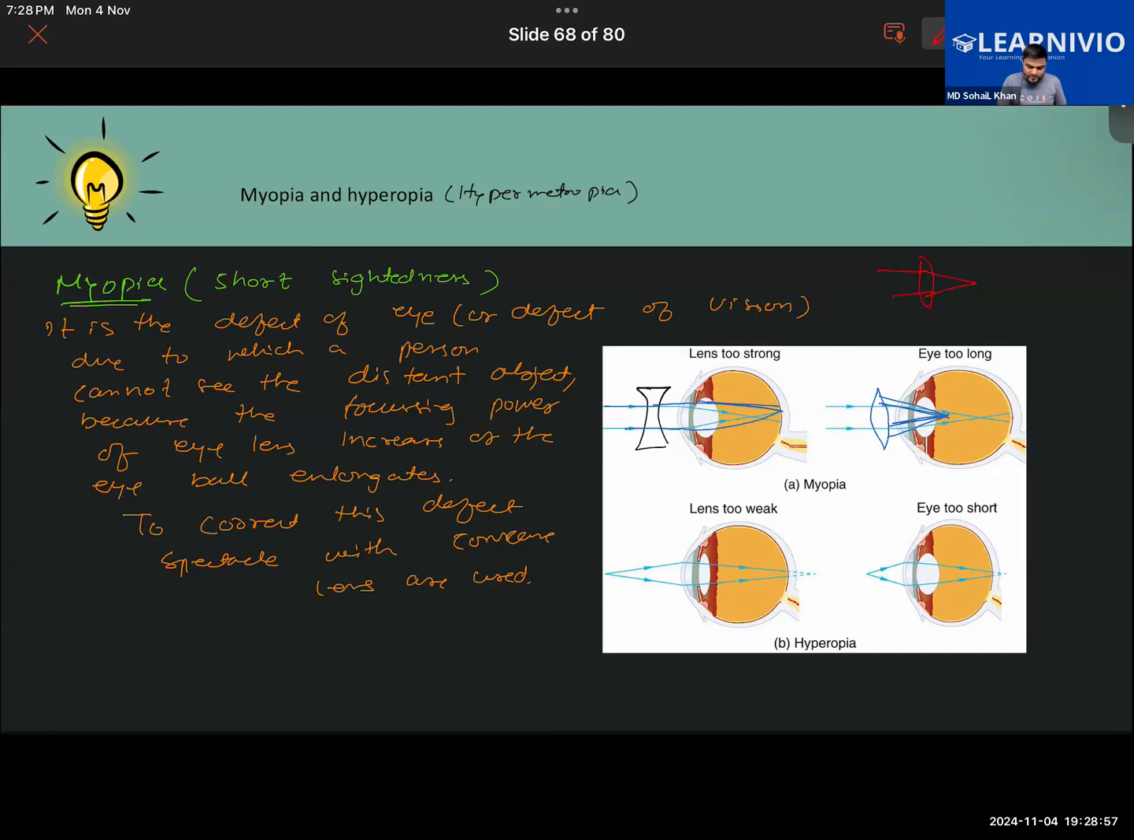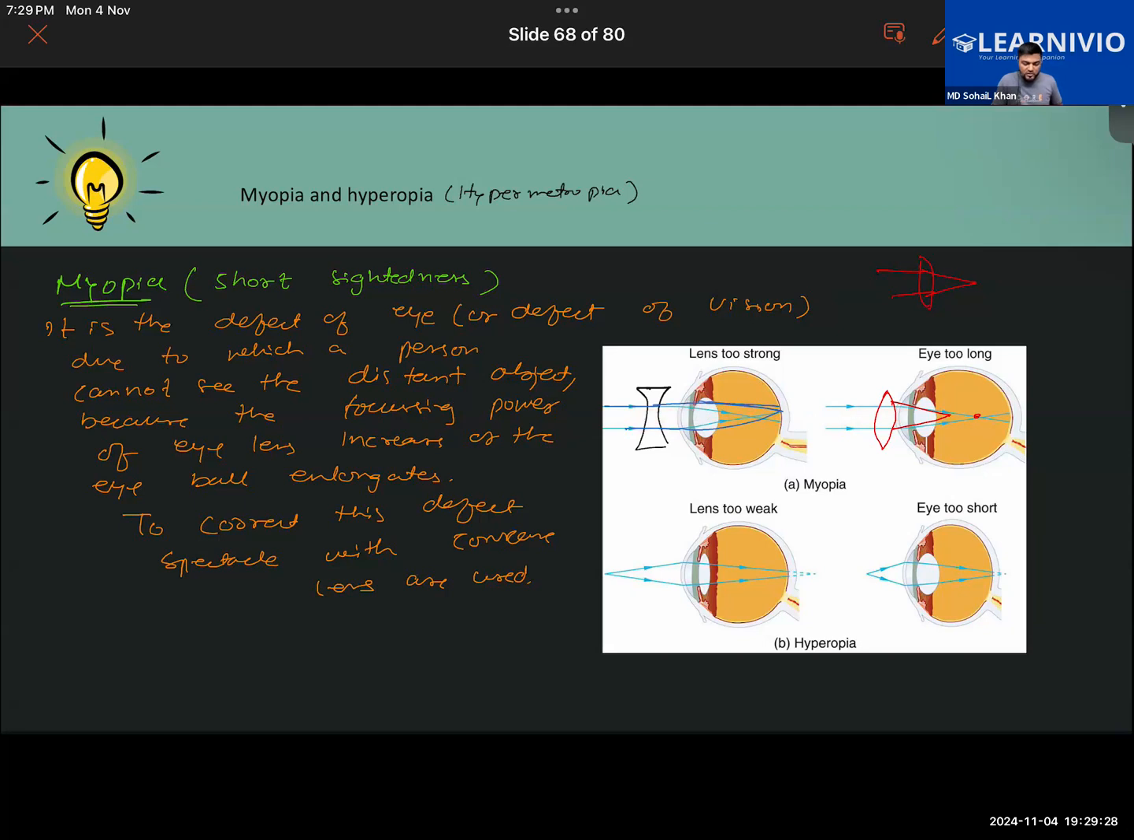Let me just erase this. So what we are seeing here is that the rays of light are converging on this. If you were to use a convex lens again in this case, the rays of light will now meet at a point even before this. Earlier it was meeting here, now it is going to meet here. So that will be further more problematic.